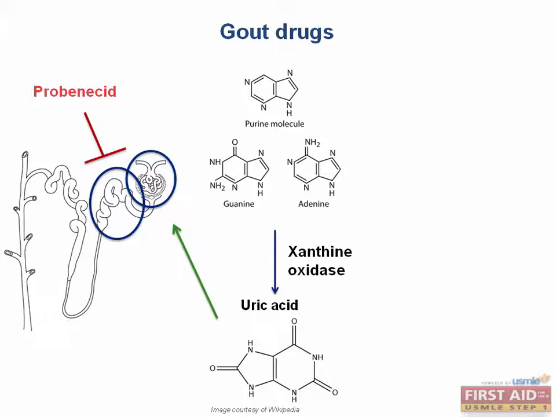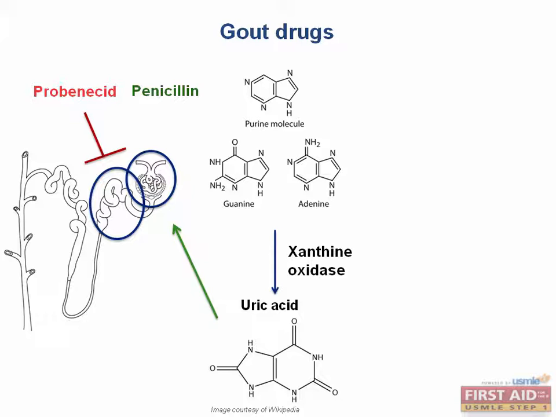Probenecid, the other option for treatment of chronic gout, works by blocking the reabsorption of uric acid at the proximal tubule. Now, what does that mean for uric acid in the kidney? Well, more will pass out in the urine. Interestingly, probenecid also has the side effect of inhibiting the secretion of penicillin, something to be aware of if the patient is on penicillin and on probenecid at the same time. What will happen to penicillin in this situation? Well, it'll have higher serum concentrations.